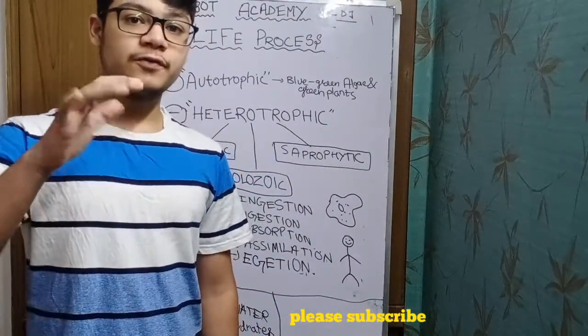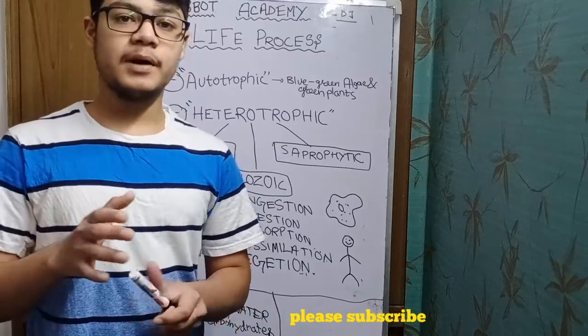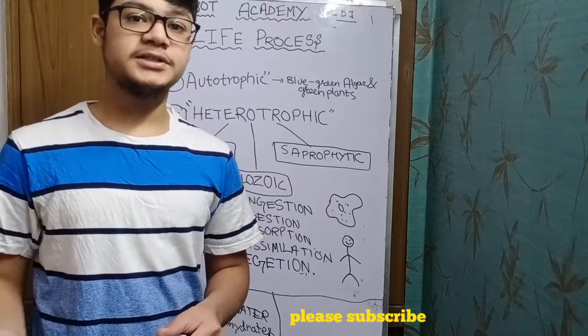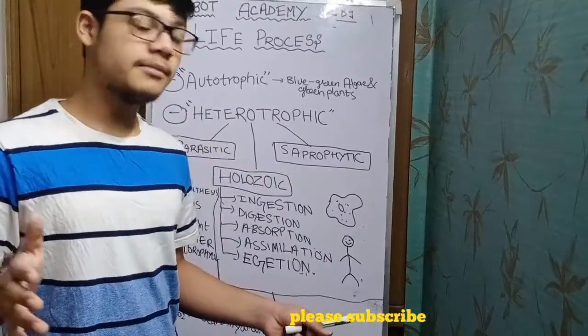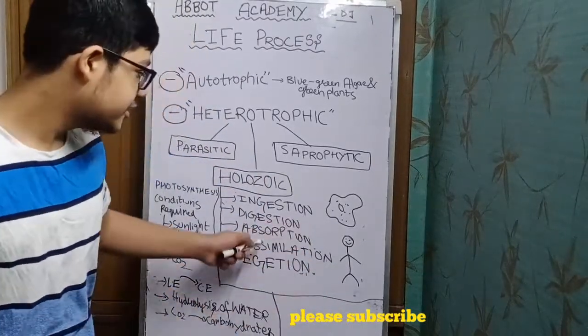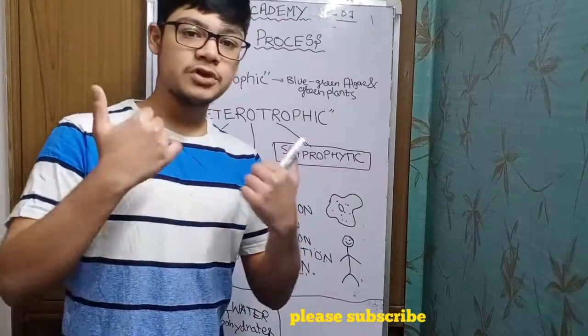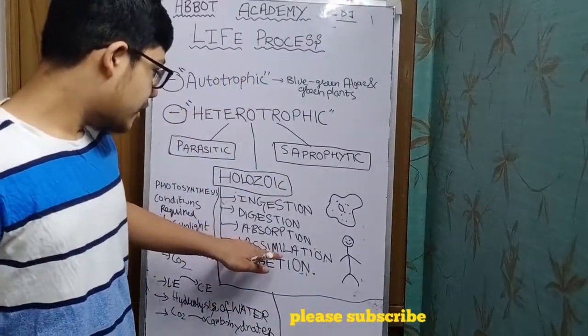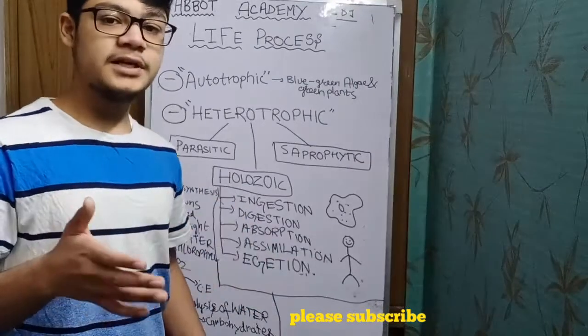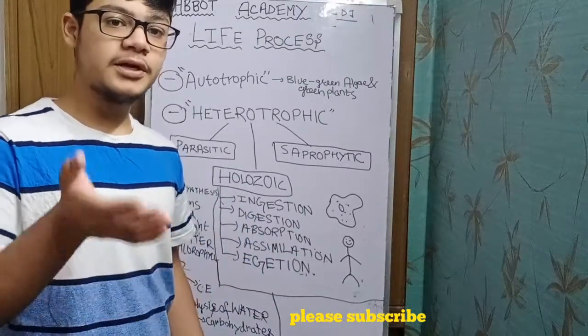Digestion. First, we intake the food. Then the food breaks into simpler compounds so that our body can digest it. So the process of breaking the food into simpler organic compounds is nothing but the process of digestion. Absorption. Then our body absorbs the food, and then it is carried to different cells in our body.